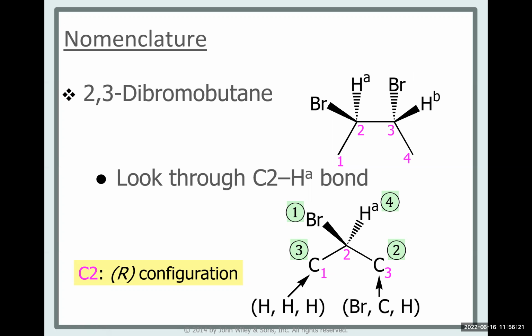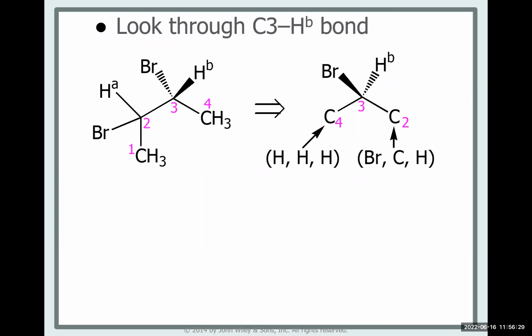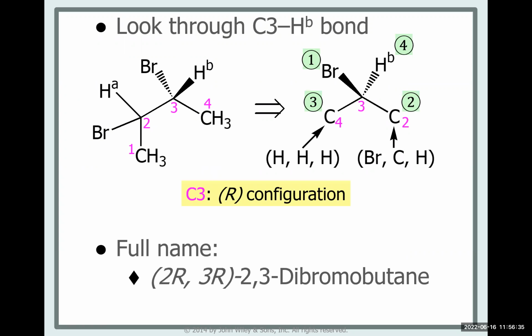No. What does a meso compound have to have? S and R, because it's reflecting itself across that middle plane. Okay, so this is showing you how to number the other one: 1, 2, 3. They rotated it. I don't do that. So it's R. So the full name you would have in parentheses is 2R, 3R.